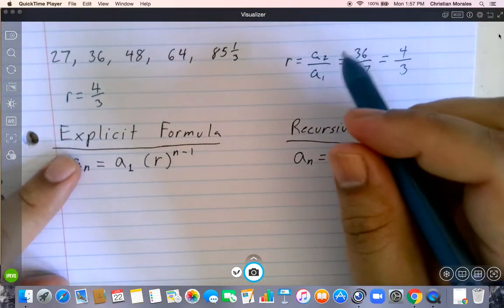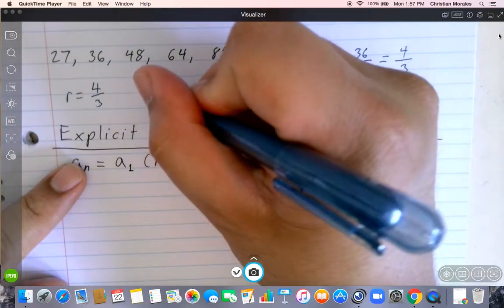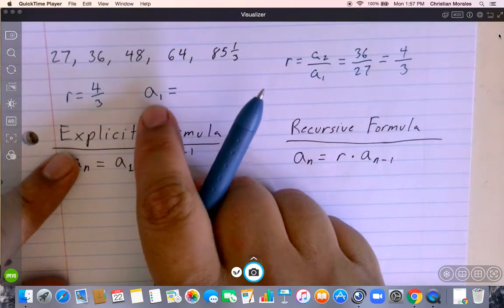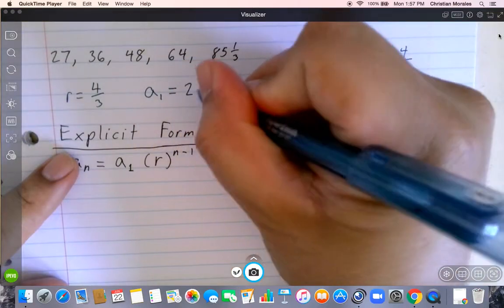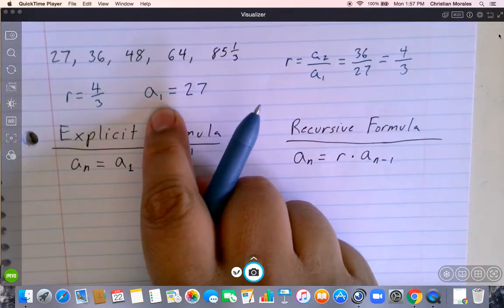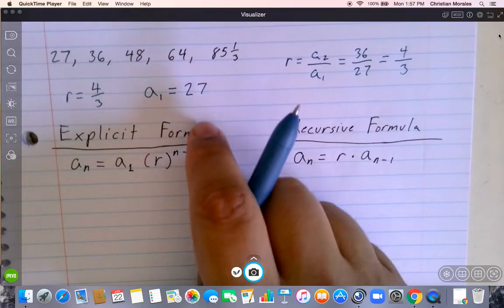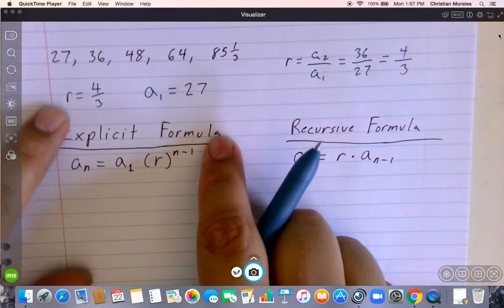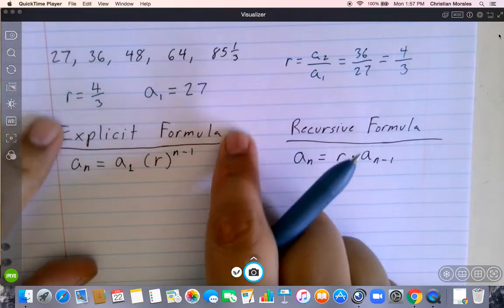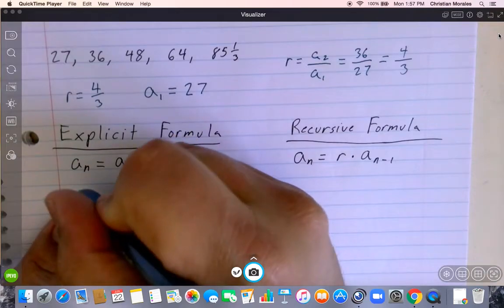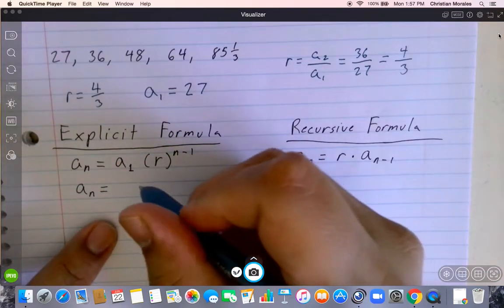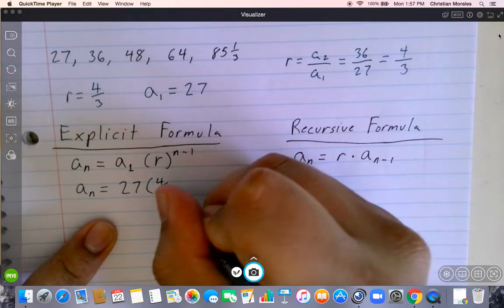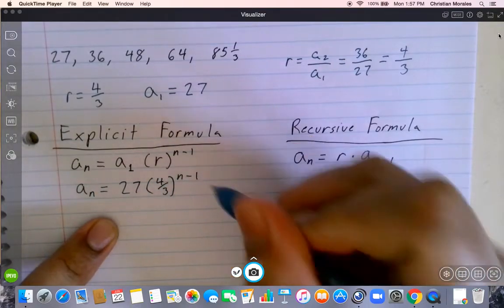The other thing you need to write down is your starting point, or your first term. What is the first term you have? 27? That's number one, A1, okay? And actually, those are the only two things you need for your formula. So if I was going to write the explicit formula for this, and this is the one we use the most often, I would write this: A_n equals 27 times (4/3)^(n minus 1).